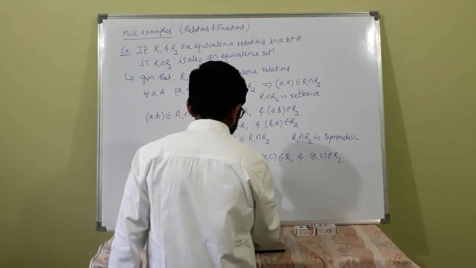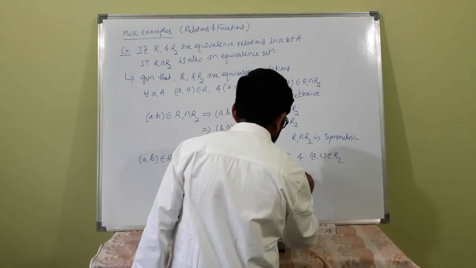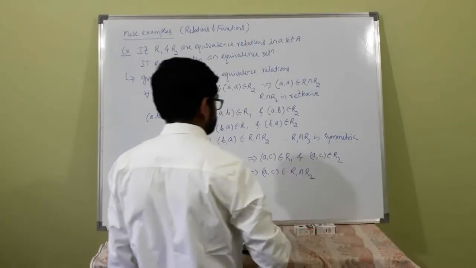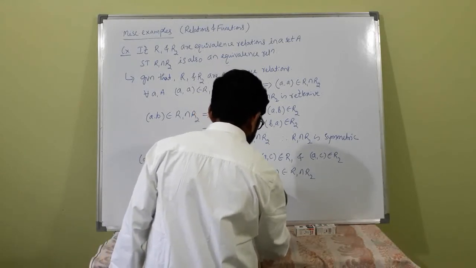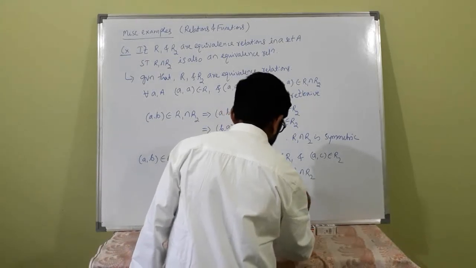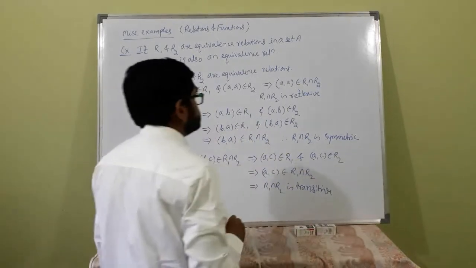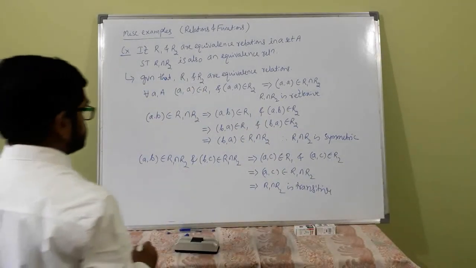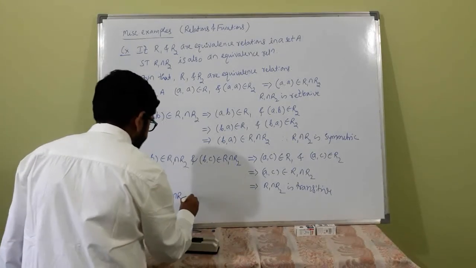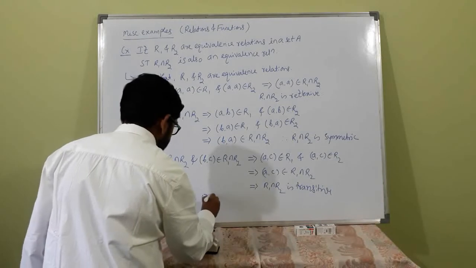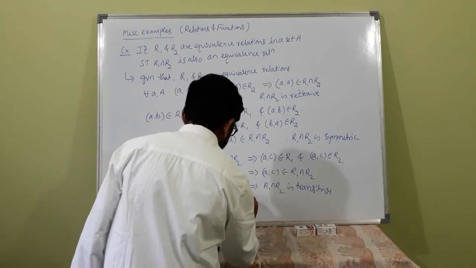That implies (a, c) belongs to R1 intersection R2. Therefore, R1 intersection R2 is transitive. Since it is reflexive, symmetric and transitive, R1 intersection R2 is an equivalence relation.